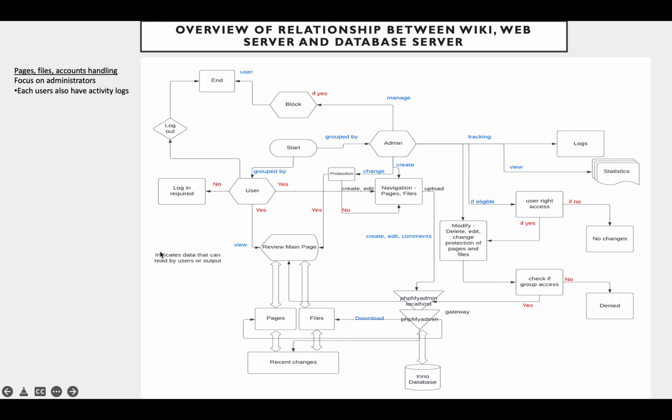And this one is an overview of the relationship between the wiki, web server, and database server. For example, from the start, you are grouped as admin or user. The admin can do more than the user. Then the more important thing is the protection. You can change the protection, and then the system will check if you're eligible for the user right access. If yes, you will go and modify.